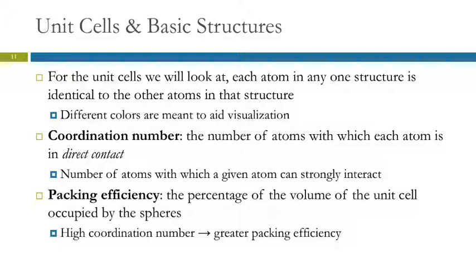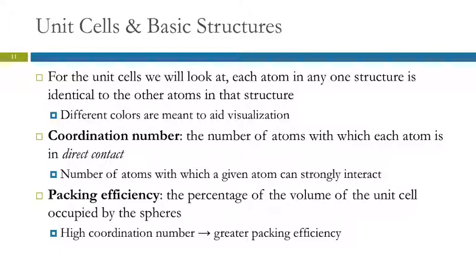It's hard to represent three-dimensional things on a two-dimensional screen or in the book. But what we're looking at now is all of the atoms being the same. So the different colors don't mean that they're different elements. They're all the same. We can talk about a coordination number. And what that means is, if you look at one atom, how many other atoms is it in direct contact with? That's the coordination number. And that's important because those are the atoms that the atom we're looking at can interact with.